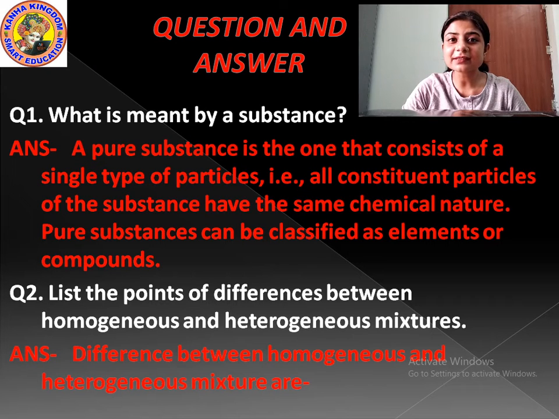What is a substance? A pure substance is one that contains a single type of particles. That means it has only one type of particles. All the constituent particles of the substance have the same chemical nature. Pure substances can be classified as elements or compounds.